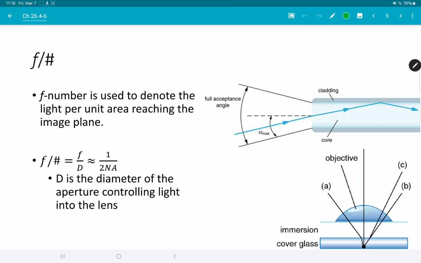F number. So the F number is, again, a photography term. Now we're jumping to cameras a little bit, then we're going to go back to microscopes. But your F number is about 1 over double the numerical aperture. It talks about the light per unit area reaching the image plane. But again, more of a photography thing than a microscope thing, I think.